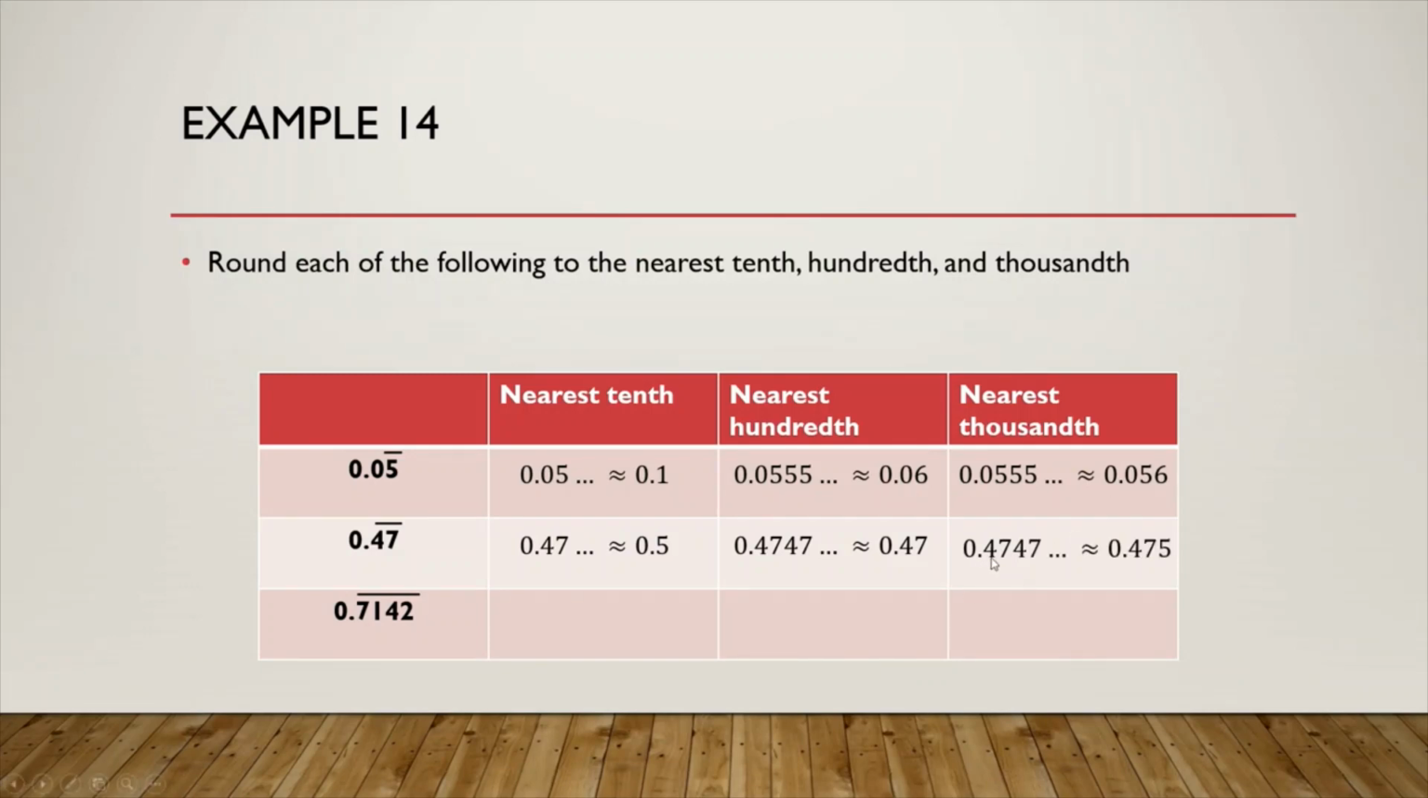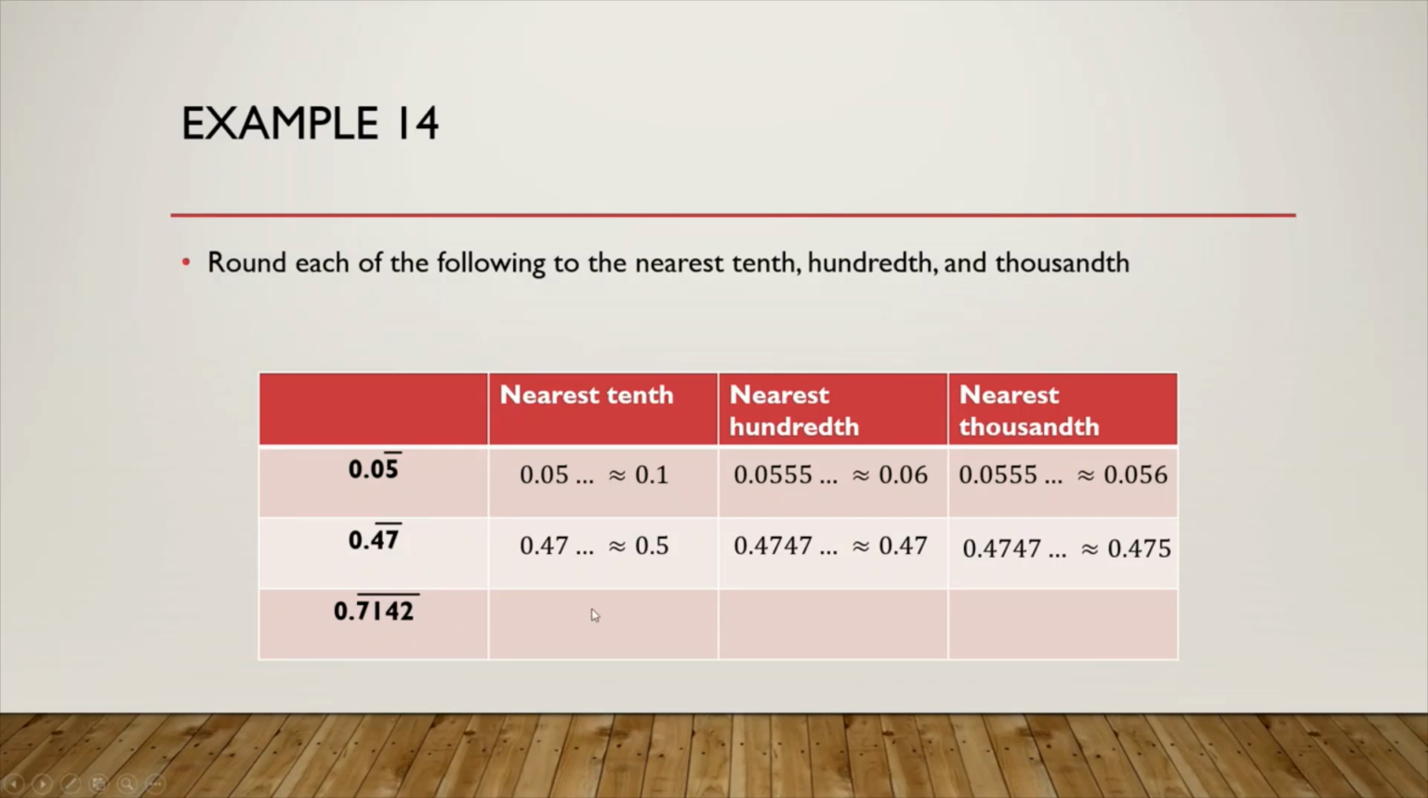Same amount here. I need the 10,000ths place, so I only need to go to the 10,000ths place. The 7 would indicate rounding up in the thousandths place. So the thousandths number 4 becomes a 5.